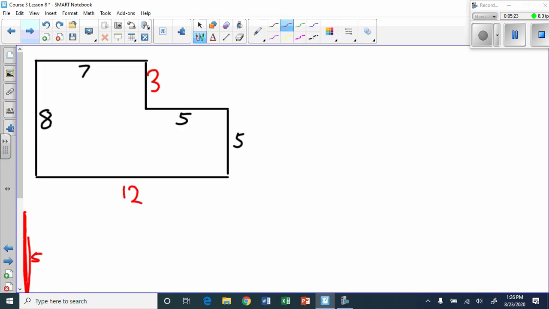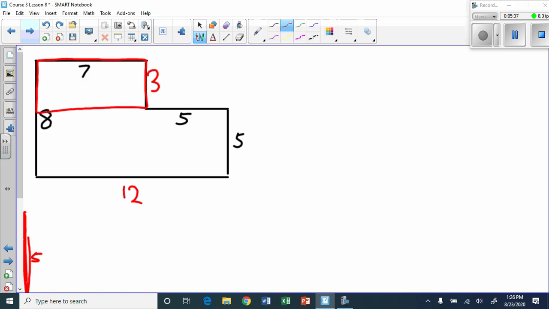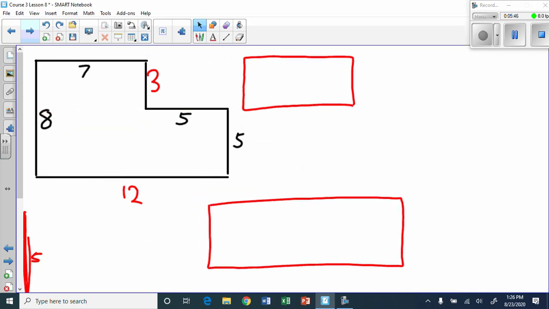We're going to break these up a couple different ways. One way I see, let's start with this one right here. That box there is a 7 by 3. Before we move it, let's draw the other part. This piece here. So one option is this option here: a 7 by 3 and a 12 by 5.